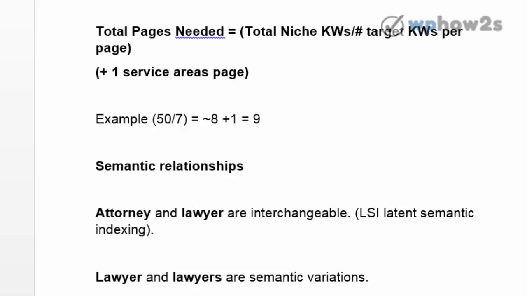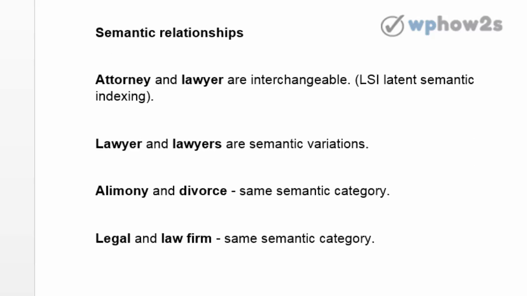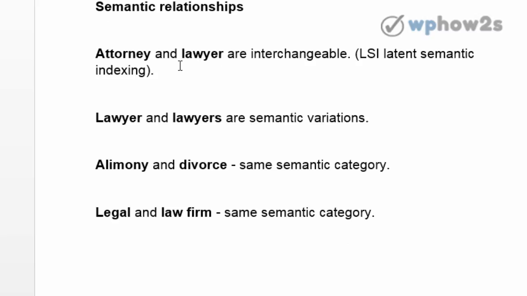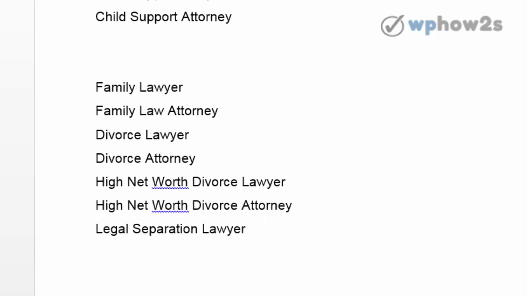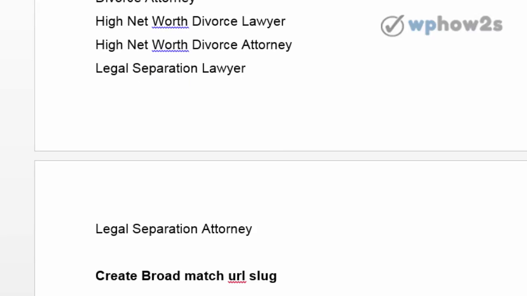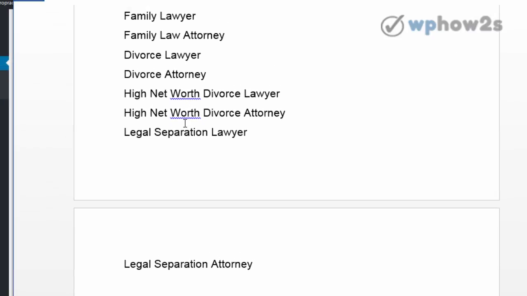And talking about semantic web, here are some semantic relationships within our legal niche. Attorney and lawyer are basically interchangeable. They're called LSI keywords, so you could use one or the other. Lawyer and lawyers are kind of variations semantically. Alimony and divorce, legal and law firm are in the same semantic categories. So we divided up our keywords into semantically relevant keyword groups, and this is the keyword group that we are going to use in this example, and it looks like about 8 keywords.